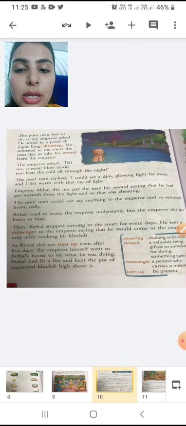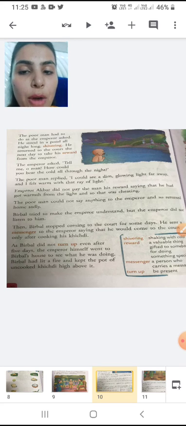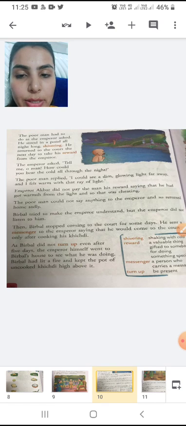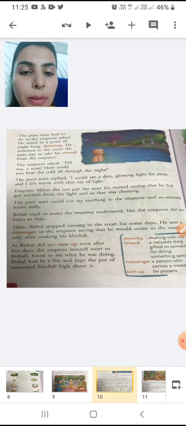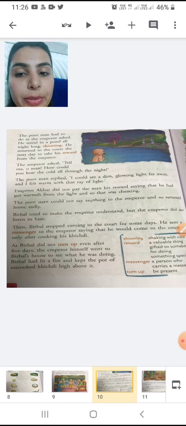The emperor asked, "Tell me, O man, how could you bear the cold all through the night?" The poor man replied, "I could see a dim, glowing light far away, and I felt warmth with that ray of light." Emperor Akbar did not pay the man his reward, saying that he had got warmth from the light and so he was cheating. The poor man could not say anything to the emperor and returned home sadly.